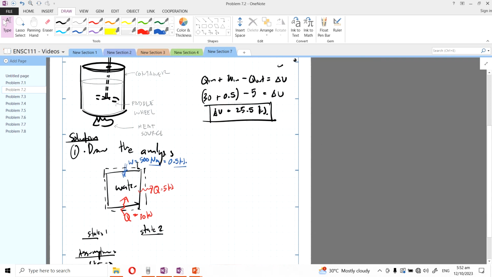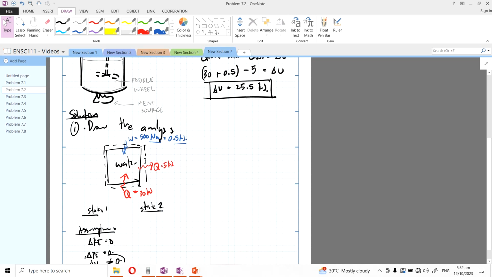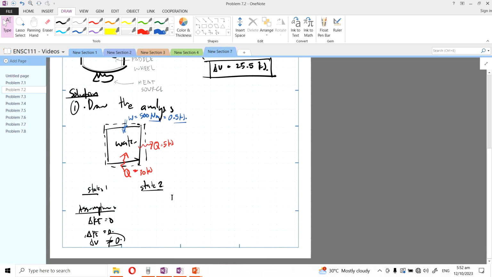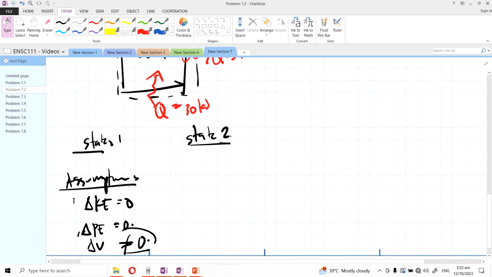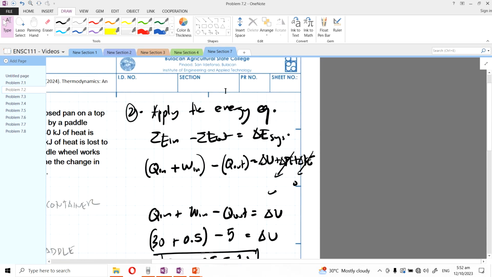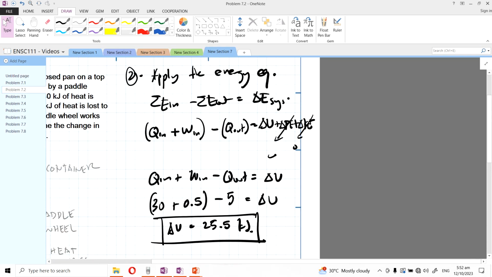So again, first draw the analysis. Make sure that you have selected the best system for analysis, and also draw the boundaries and the interactions. Write the given information and make some assumptions, especially if there's no given velocity or no change in height, then you can assume that they are 0. Then apply the energy equations, and that's it.